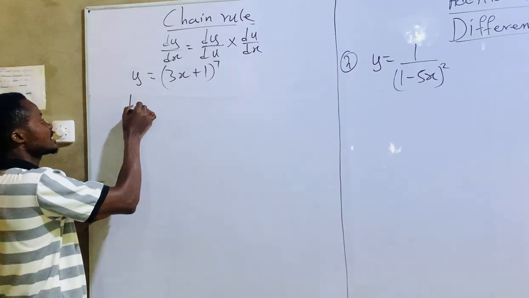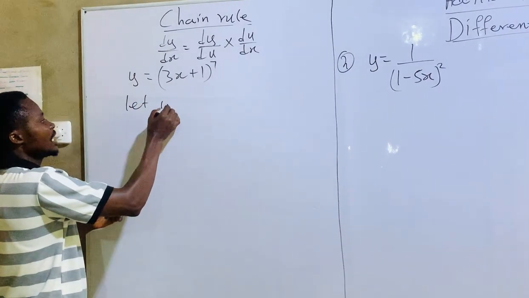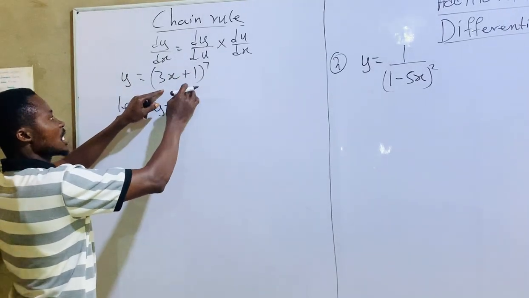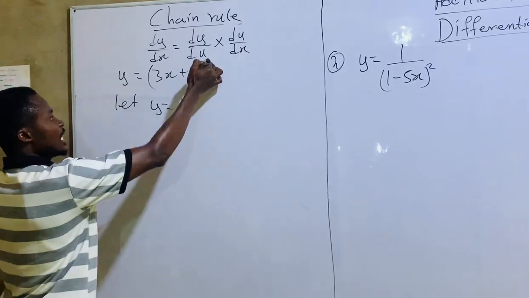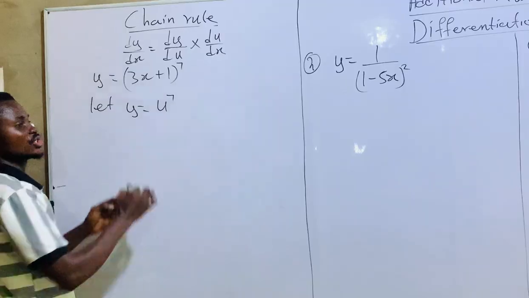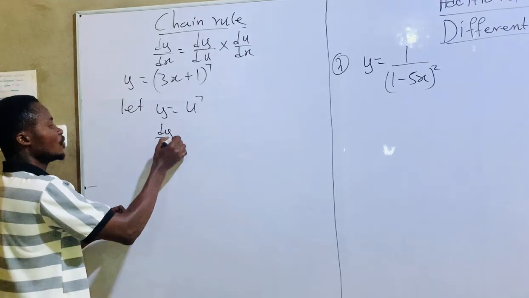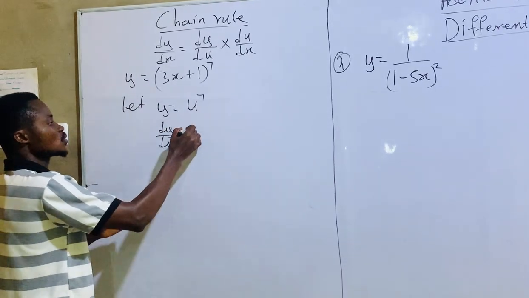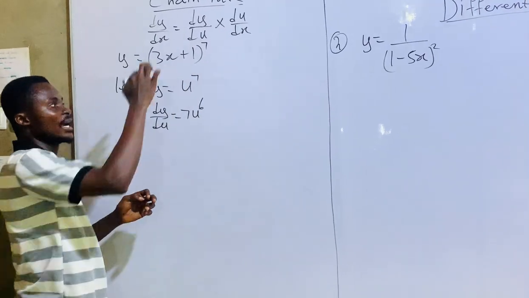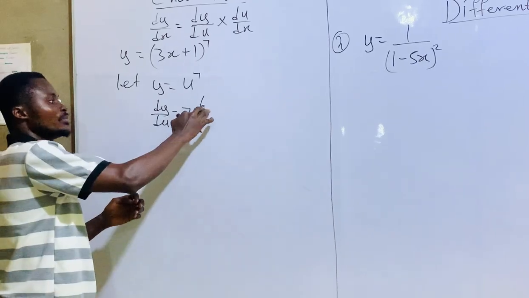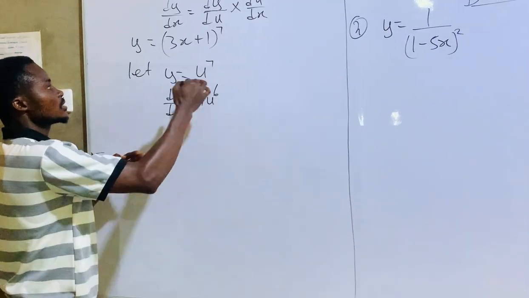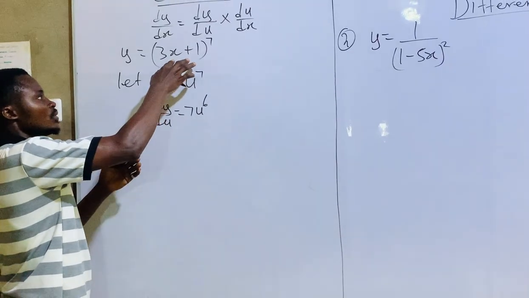So we say that let y equal to 3x plus 1, which is our u, which will be u exponent 7. Then we are going to differentiate this function, which will be dy over du equal to 7u exponent 6. We have taken 1 from the exponent, so it will be 6.